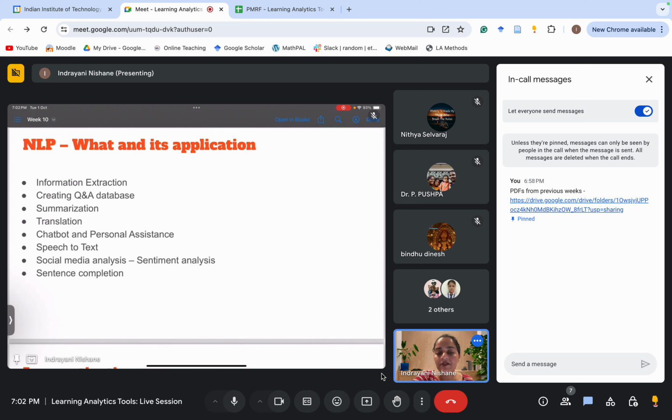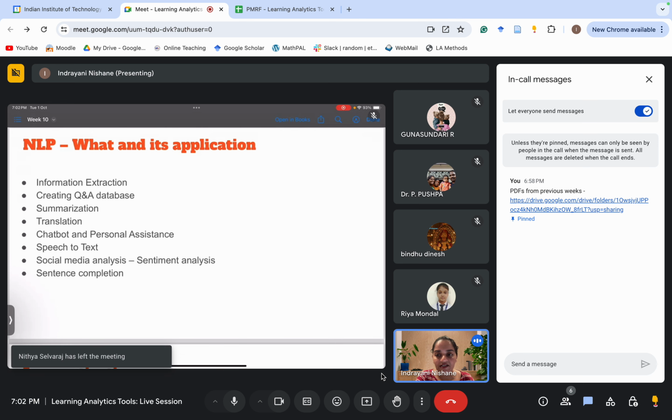For what purpose is it used? To automate certain time-consuming things where the computer can help. If the computer understands the language being spoken, what is being said, then the computer can help in making our tasks faster. One use of NLP is information extraction.